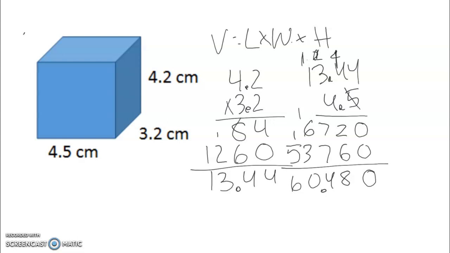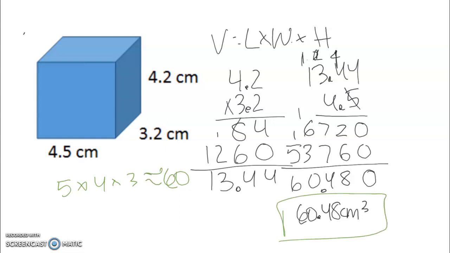And I have 60.48 centimeters cubed. And something I could look at just to check my answer is I could round these numbers. 4.5 would round to about 5, 4.2 would round to about 4, 3.2 would round to about 3. 5 times 4 is 20, times 3 is going to be 60, which is pretty close to my answer, which is 60.48.